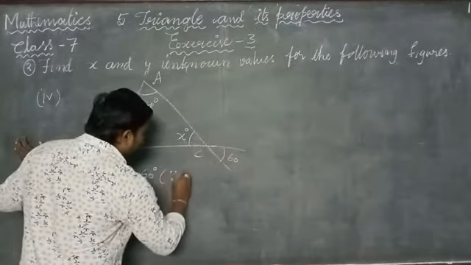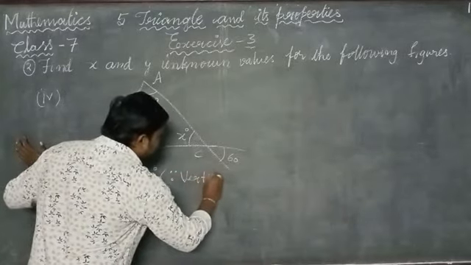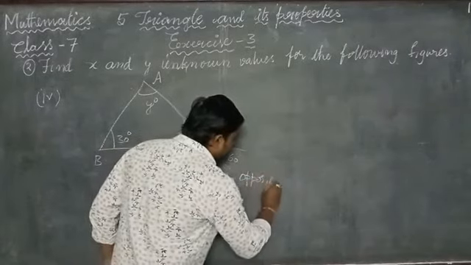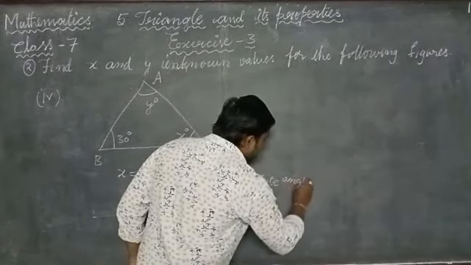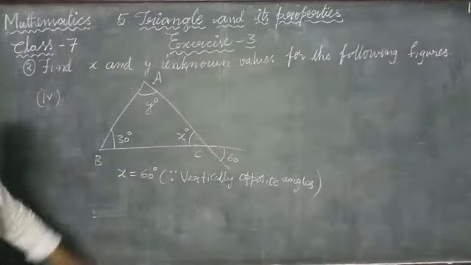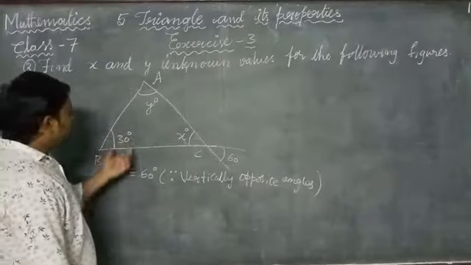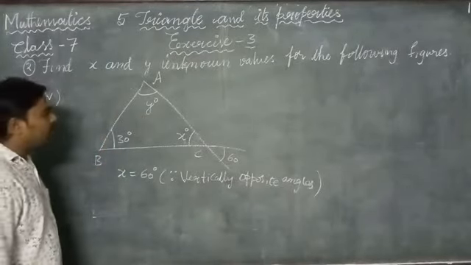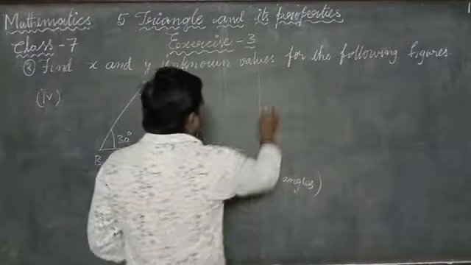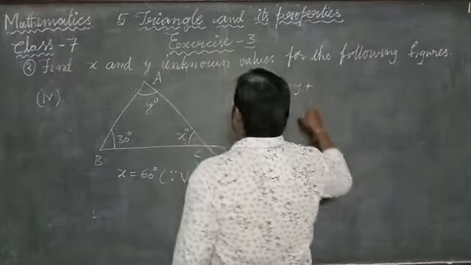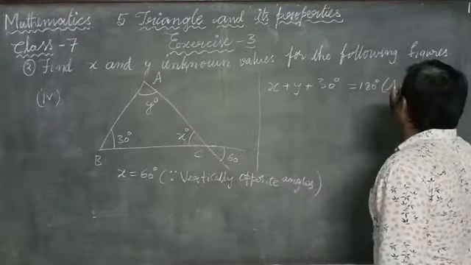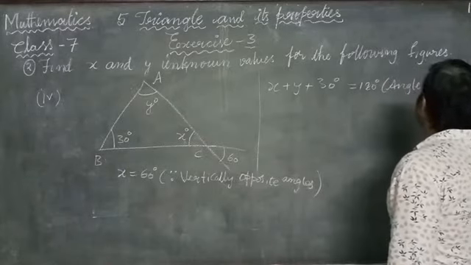Since vertically opposite angles are equal, it can be written as x equals 60 degrees. Now let us see the remaining y value. Here from the angle sum property of a triangle, it can be written as x plus y plus 30 degrees equals 180 degrees.